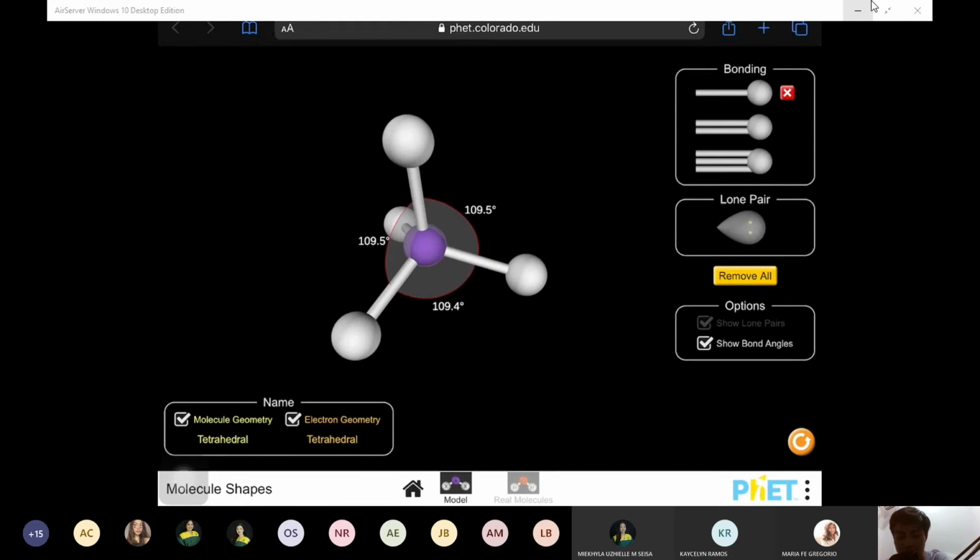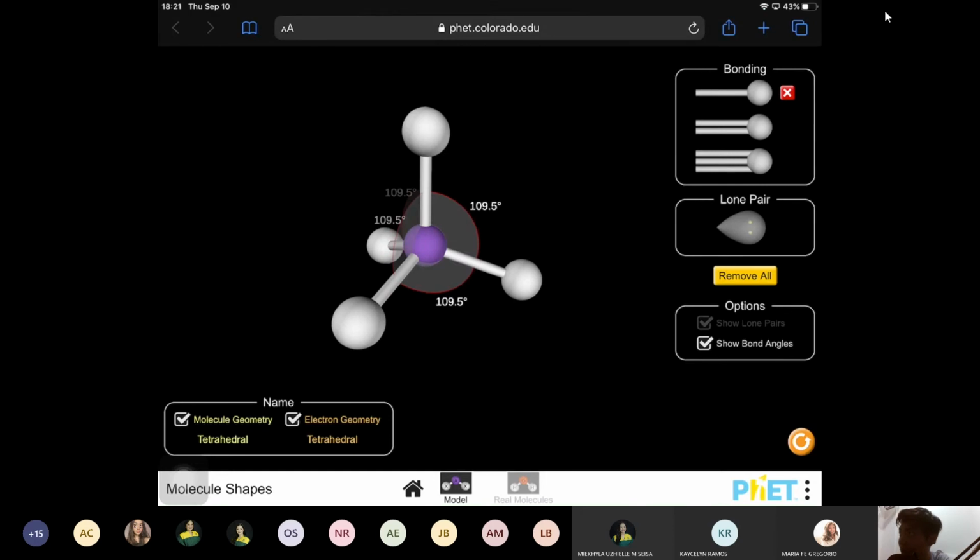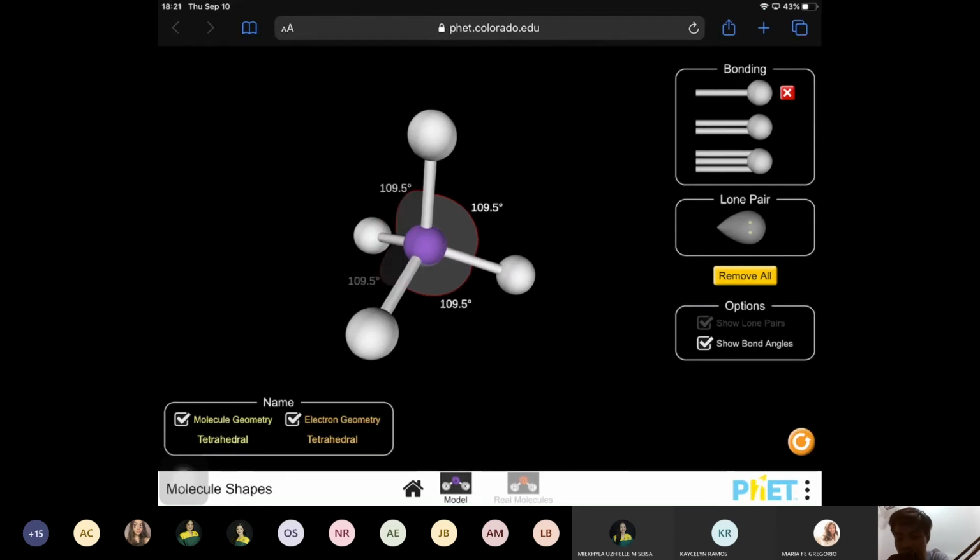Ang tetrahedral, imagine that as a microphone stand. May tatlo sa baba, yung isa nakatusok pataas na. Lagyan mo na lang ng microphone sa dulo. Ayun, para madali ma-visualize na. So pag apat ang nakadugtong sa central atom, we will have a geometry of tetrahedral.